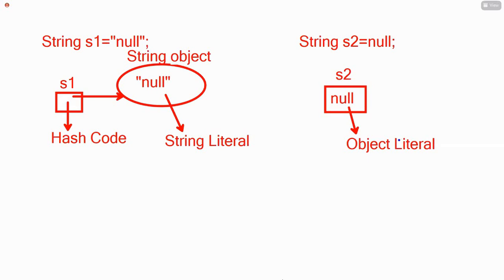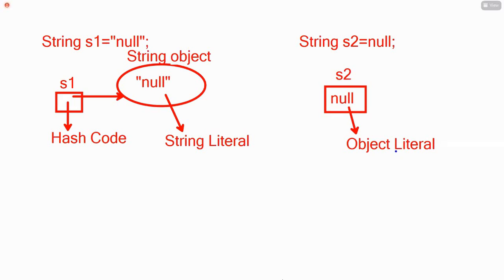Object literal. There are 6 categories of literals: integer literal, floating point literal, character literal, string literal, Boolean literal, and object literal. Only the string literal is an object. The object literal is also not an object. Other literals are not objects. Every string literal is itself an object.